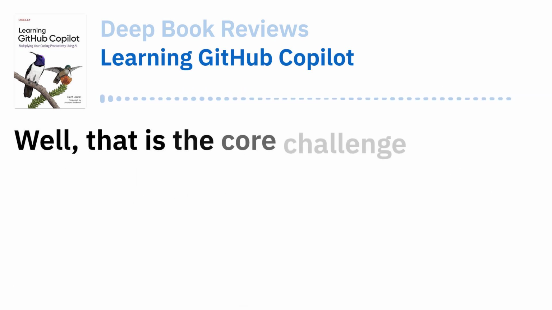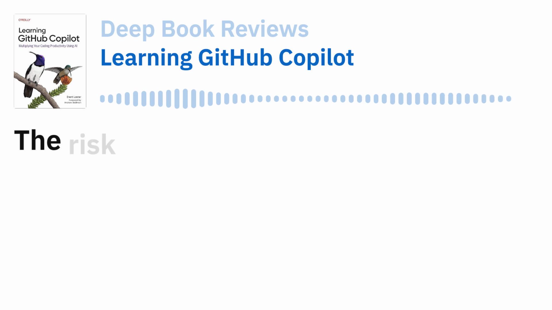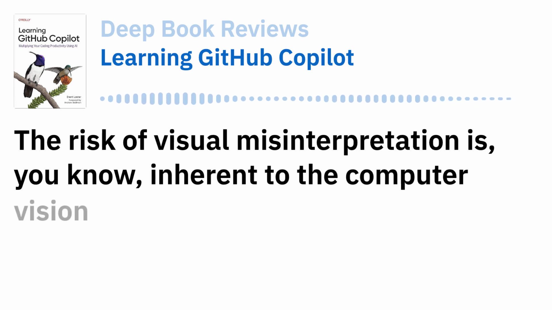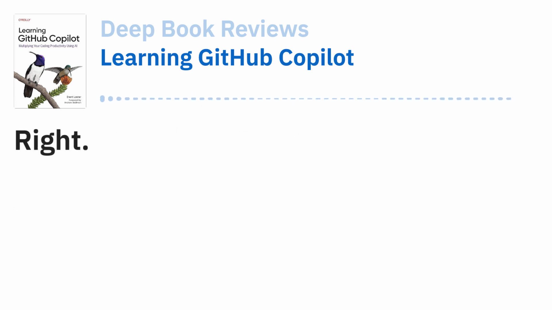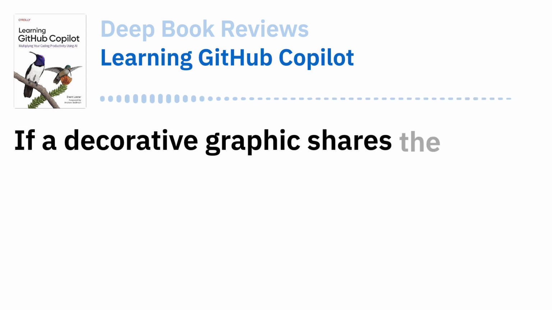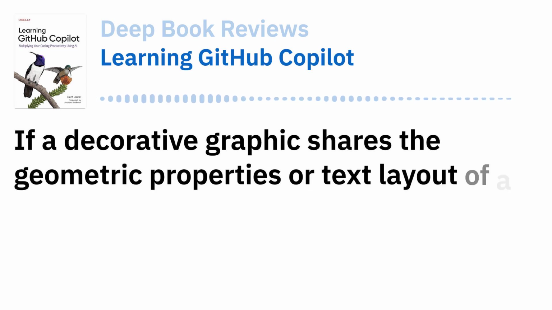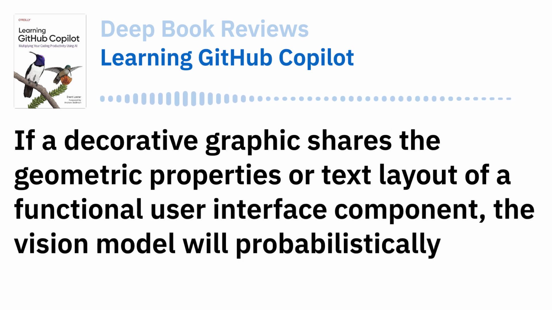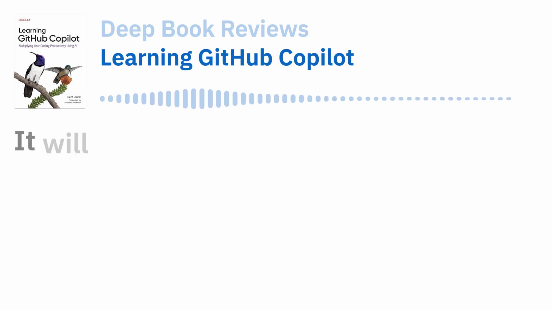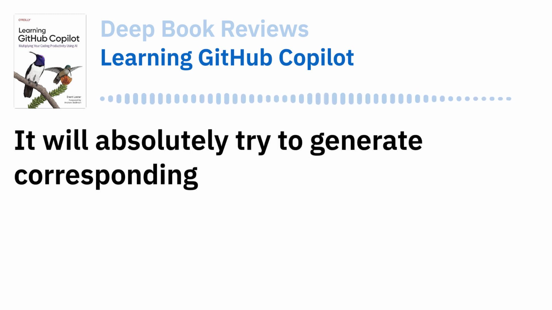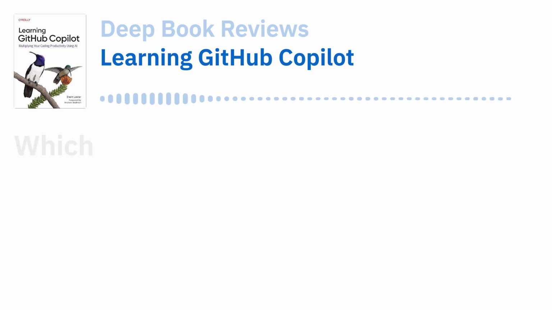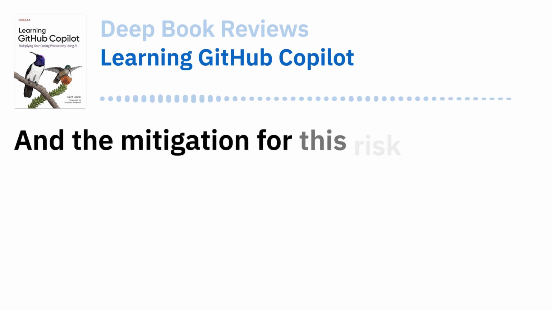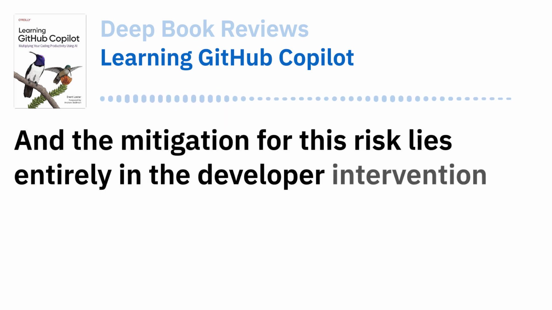Well, that is the core challenge of autonomous agents. The risk of visual misinterpretation is inherent to the computer vision models underpinning the system. Right. If a decorative graphic shares the geometric properties or text layout of a functional user interface component, the vision model will probabilistically classify it as functional. It will absolutely try to generate corresponding back-end logic for a logo. Which would be a disaster in a production code base. Exactly. And the mitigation for this risk lies entirely in the developer intervention mechanisms.